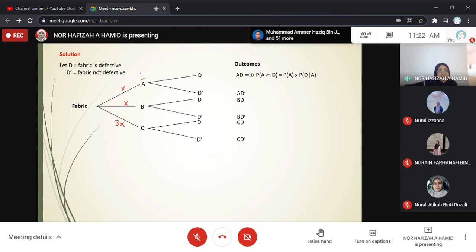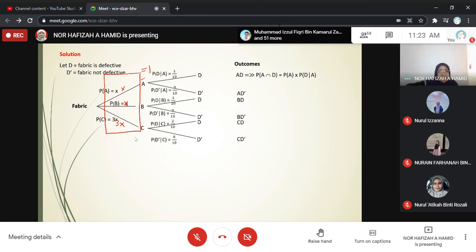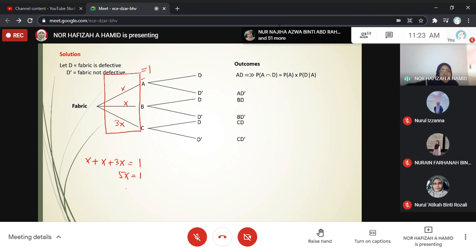So you already know that for the probability of one branch, the total must be equal to 1. Okay, so you can calculate X. You just add 3x. So you add X plus 3x, and equal to 1. So 5x equals 1, x is equal to 1/5.